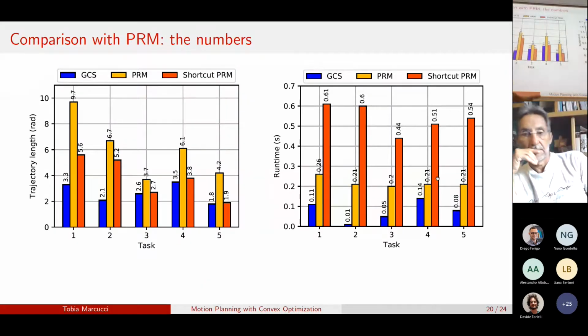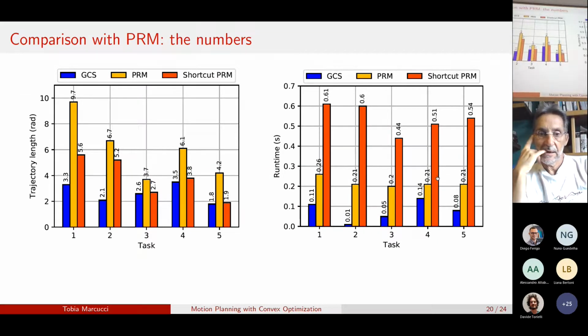On the left, you have the quality of the trajectories we designed. The lower, the better, and ours is the blue one. You see that the original PRM method is very bad. The PRM with shortcut improves the trajectory of the PRM, but our method gives better trajectories throughout the experiments.